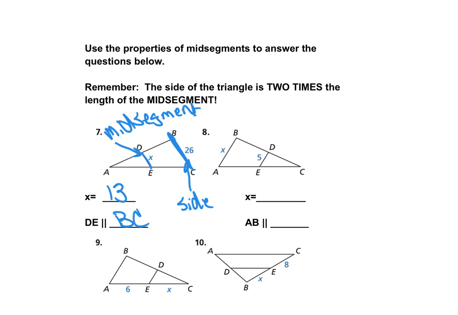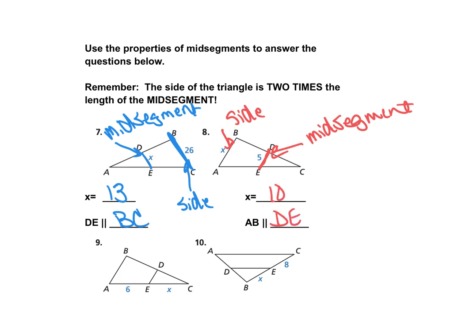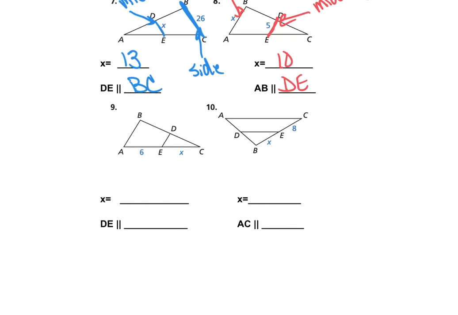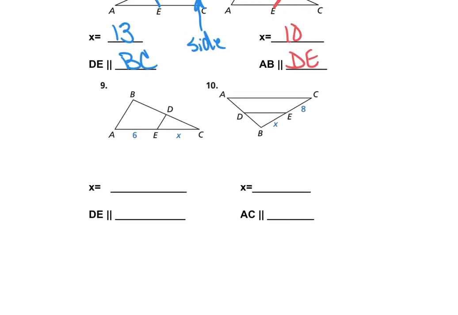This one, DE, is our midsegment because it goes midpoint to midpoint. And this is our side. It takes 2 of the midsegments to make the side, so it would be double the length of the midsegment, so 5 times 2 would be 10, and AB would be parallel to DE. And then down here, this is the midsegment, that's our midsegment.